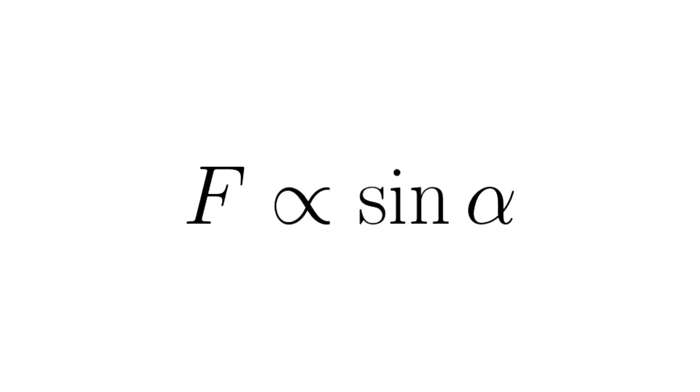Why is force proportional to sine alpha? Because the closer to perpendicular the current is with respect to the magnetic field's direction, the stronger the force is. That's why we use sine alpha. Its maximum value is 1 when alpha is 90 degrees, and its minimum value is 0 when alpha is 0 degrees or 180 degrees.